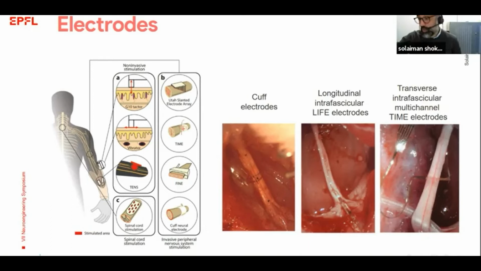In our lab, we routinely use the TIME electrodes, which for us give the most freedom because they give the highest selectivity. So we can be very precise. With cuff electrodes you're outside the nerve, so you have to put in a lot of current and you're not really certain where you're stimulating. With the TIME electrodes, we have a much better selectivity. But there are also many other examples that you can find in these reviews and in the literature.